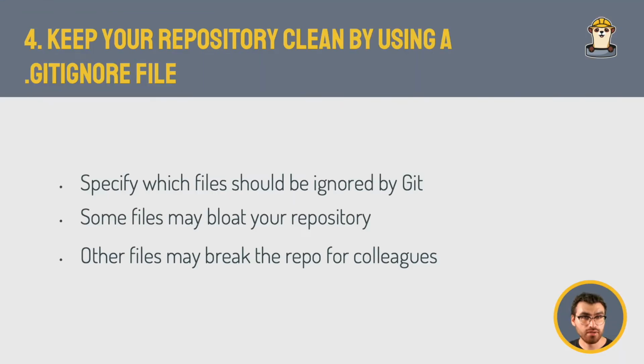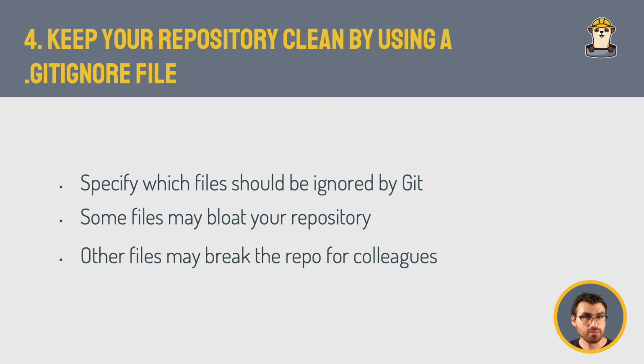In short, a git ignore file is a file where one specifies the kinds of files that Git should ignore when looking for changes in our repository. Missing this file can make your repository unnecessarily bloated, and in some cases it might break the project for your colleagues if you're committing things that are exclusive to your local environment.